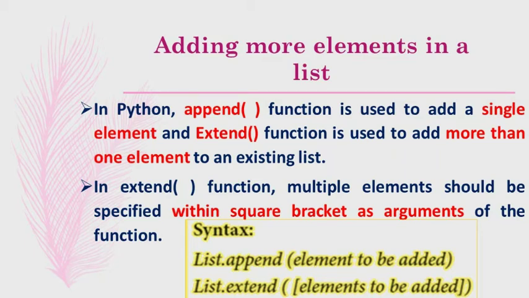See the syntax of the append and extend functions: list.append(element to be added) and list.extend(elements to be added). Here you can add multiple elements. In the extend function, multiple elements should be specified within square brackets as the argument of the function.